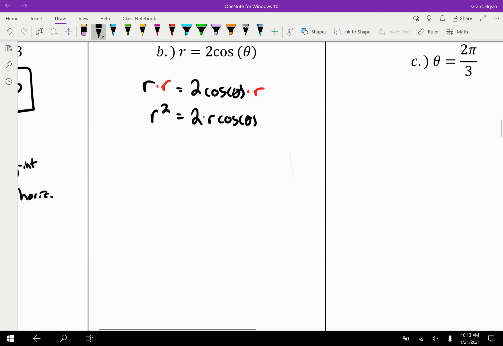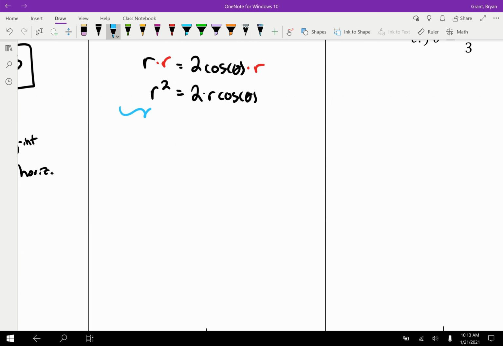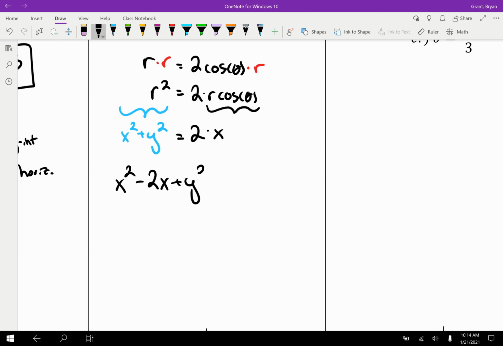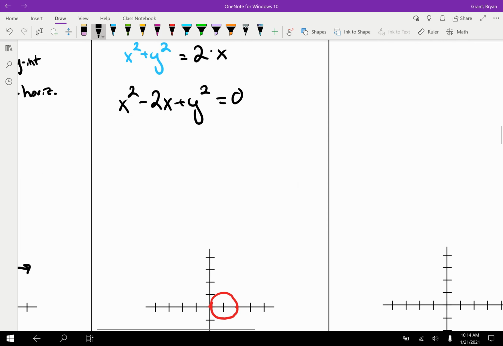And look how beautifully this worked out now. R squared can, of course, be replaced with x squared plus y squared. And on the other side, r cosine of theta can be replaced with x. This gives us x squared minus 2x plus y squared equals 0. And now you might be saying, whoa, whoa, whoa, that doesn't fit our HK form. How does that become x minus something squared plus y minus something squared equals the radius squared? You're like, there's a 0 over there.